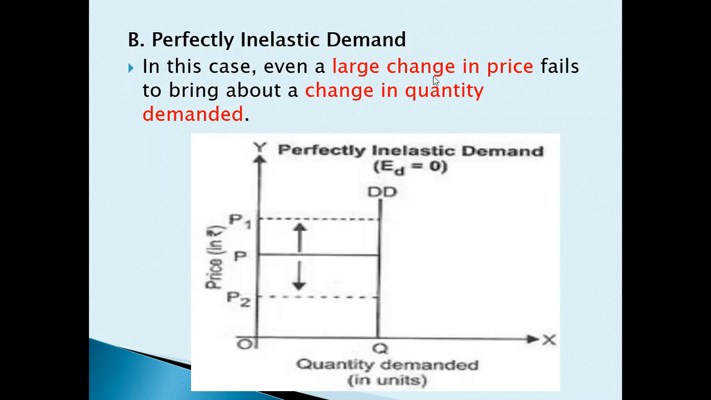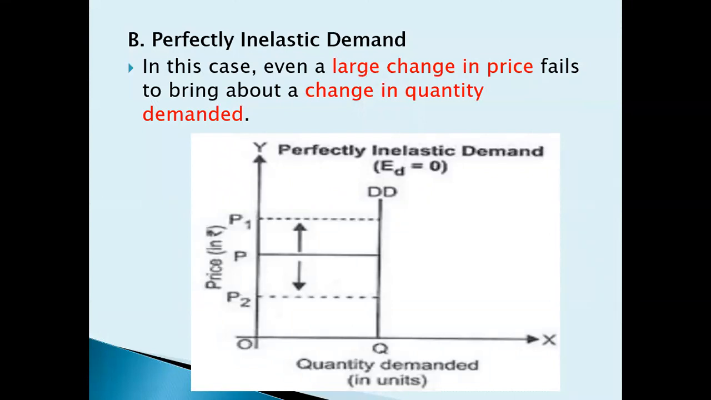Now perfectly inelastic demand. In this case, even a large change in the price fails to bring about a change in the quantity demanded. प्राइस कितना भी चेंज कर दो, प्राइस ऊपर ले लो, प्राइस नीचे ले लो, लेकिन क्वांटिटी उतना ही जा रही है. Getting this? Means what? Increase and decrease in the price doesn't affect the quantity demanded. Your x is not going to change if you are changing your y. Y is the price. There may be increase or decrease in the price, but the total quantity demanded by the consumer remains the same.